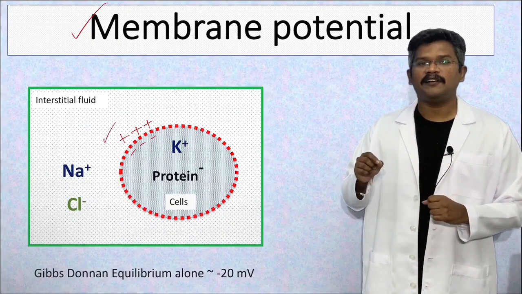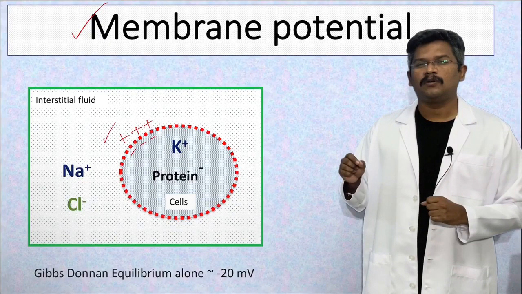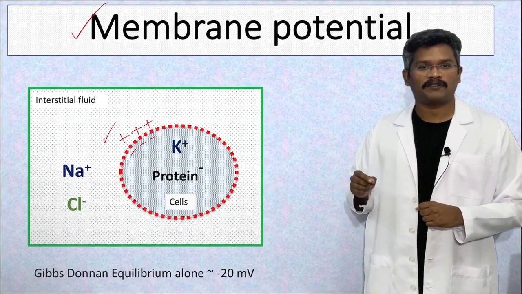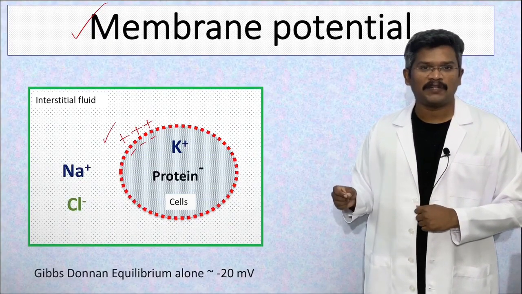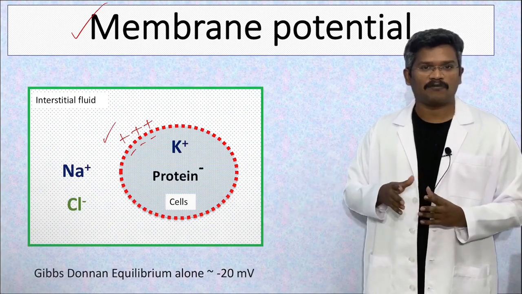I have made a detailed video on how the Gibbs-Donnan effect can cause the formation of membrane potential. I have given the link in the description, please watch that.